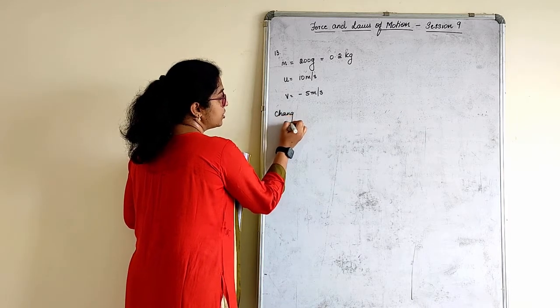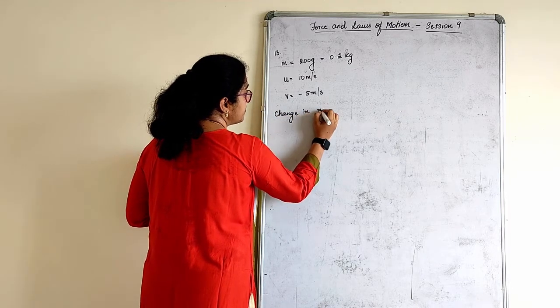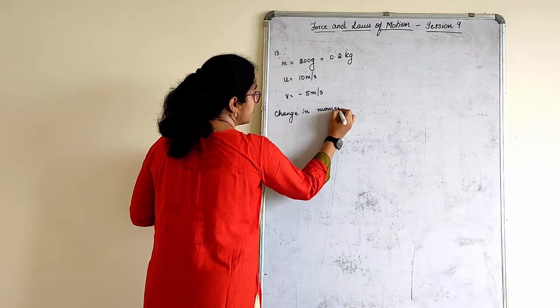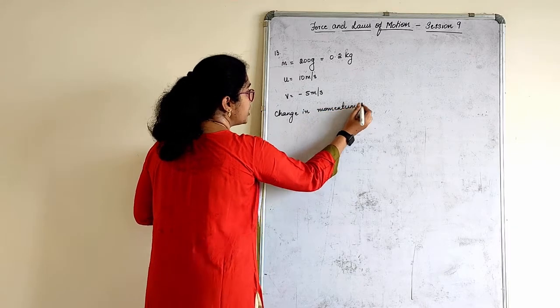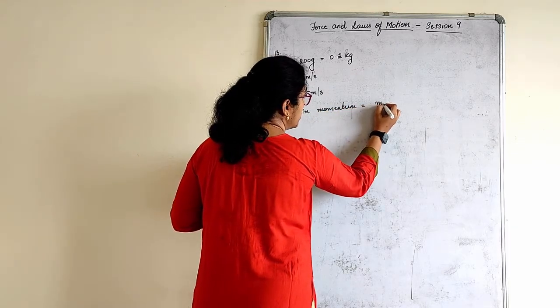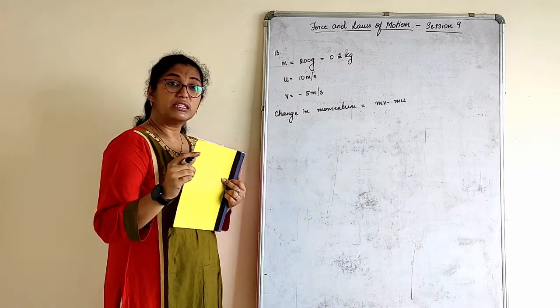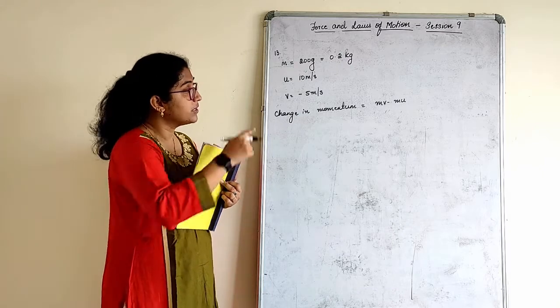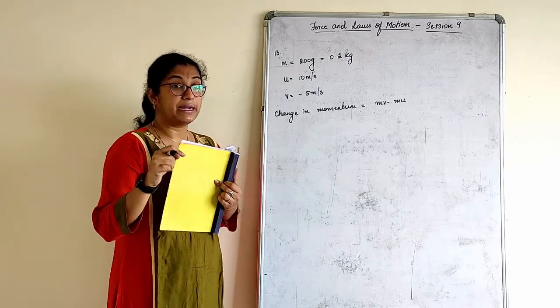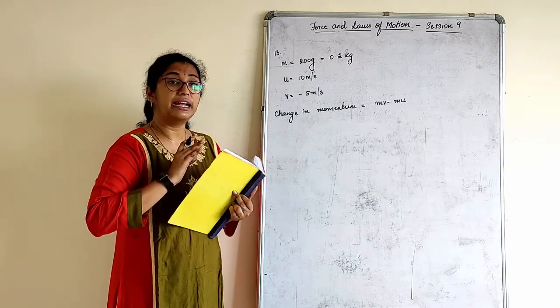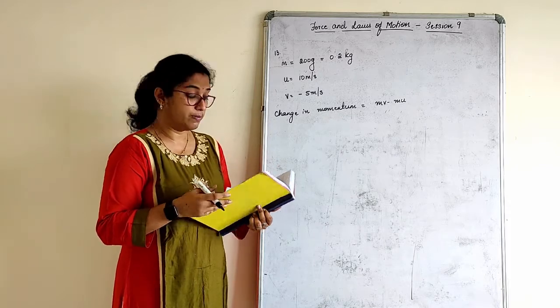So change in momentum. How is change in momentum given? mv minus mu. And what is the rate of change of momentum? mv minus mu divided by time. But here time is not mentioned and they have not asked us for the rate of change of momentum.